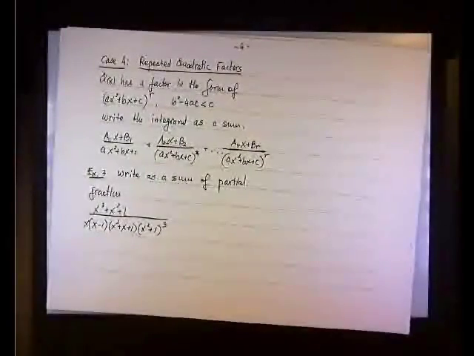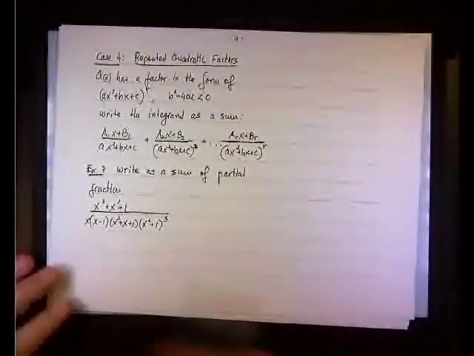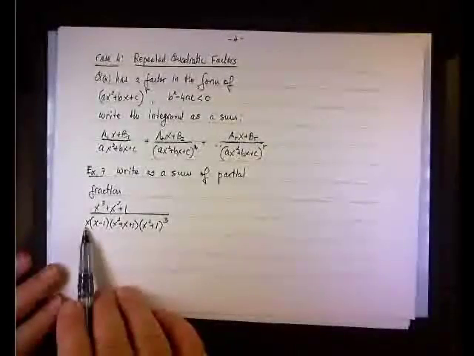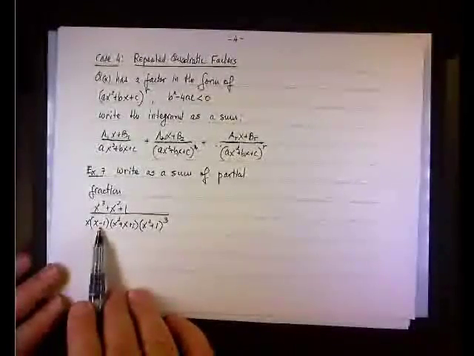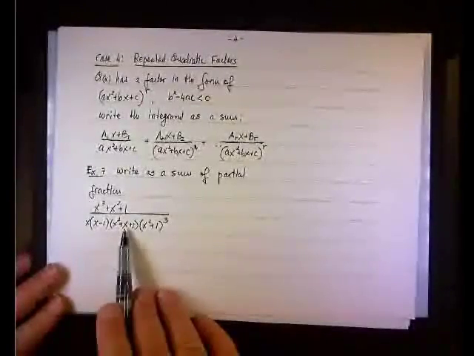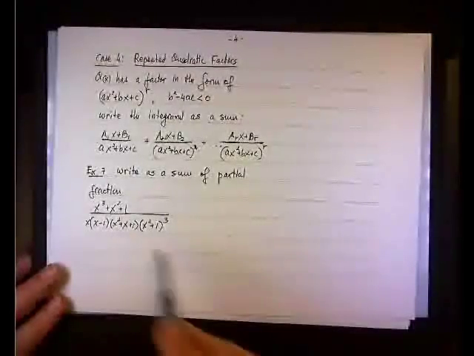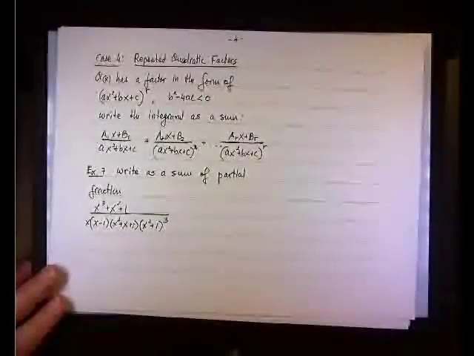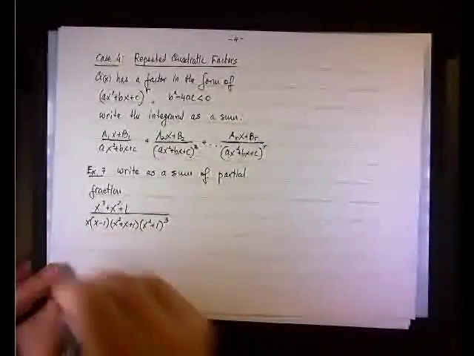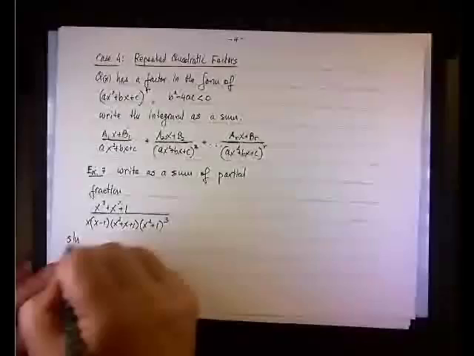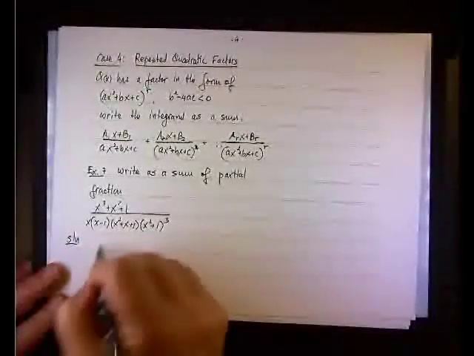So here's really an all-inclusive kind of deal. You have a linear factor x, a linear factor x minus 1, a non-repeated quadratic x squared plus x plus 1, and a repeated quadratic x squared plus 1. So the solution is going to be like so.